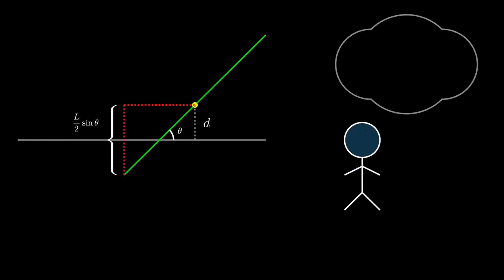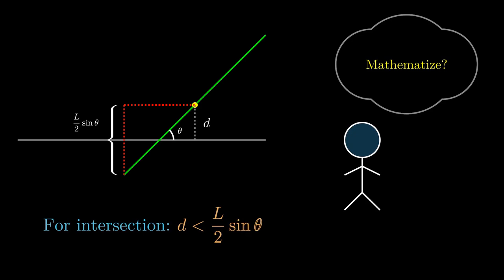Now, how would you write this in mathematical terms? Well, if you look closely at the figure, it must not be very hard to see that for the intersection of a needle with a line, the distance d should always be smaller than L/2 sin theta.